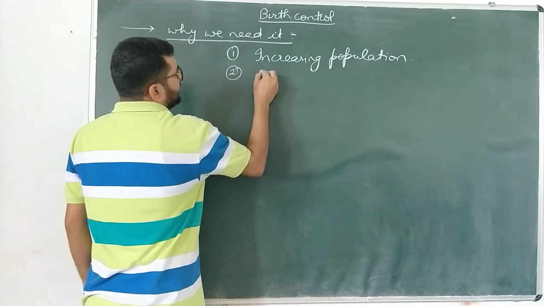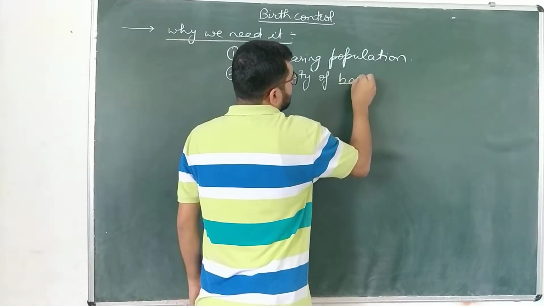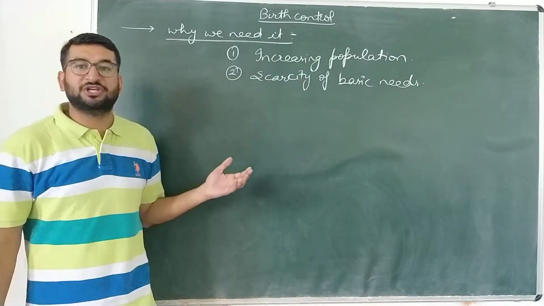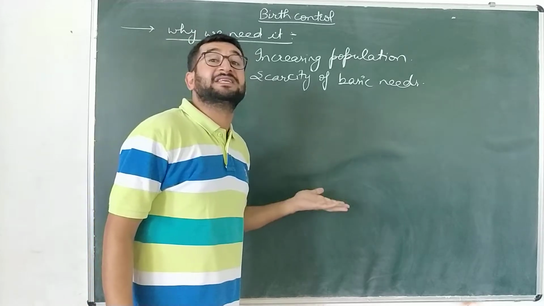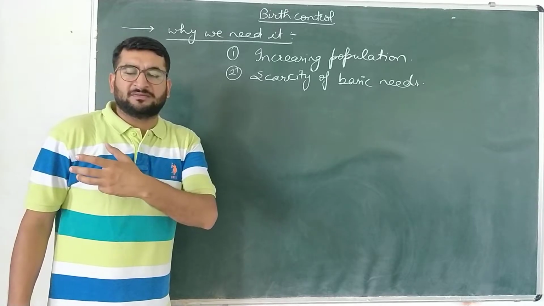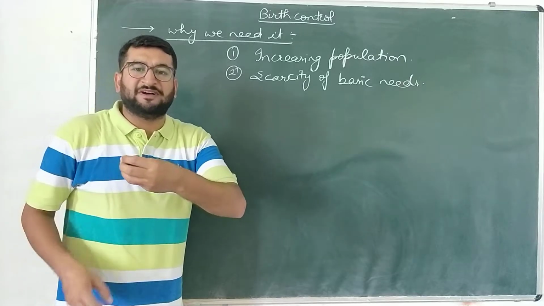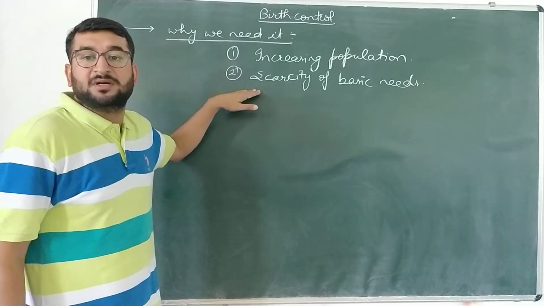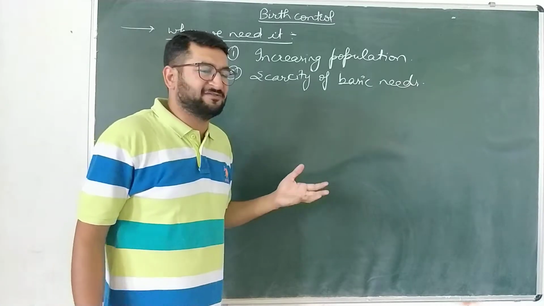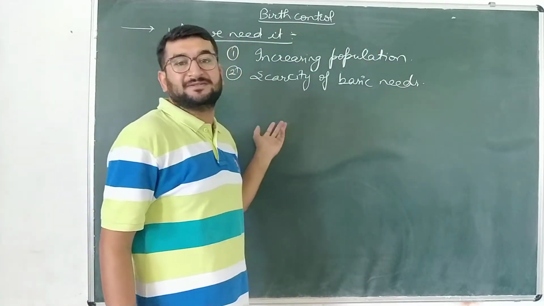Second, scarcity of basic needs. By this increased population, there is a scarcity, a decrease in the basic needs of a person, like food, water, drinking water, basic medicinal facilities. Those are all deficient due to increased population. There are certain other social issues as well related to this. But here in science, we will talk about only the basic needs.